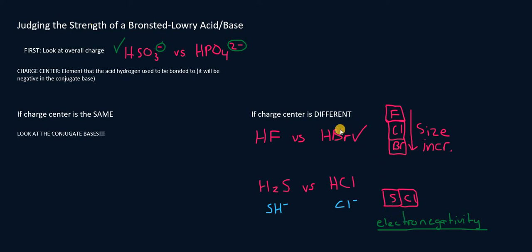So to recap that, if your charge centers happen to be in the same column, size is what matters. The bigger the element, the stronger the acid it came from. If you're in the same row of the periodic table, electronegativity is what's important. And the more electronegative your element, the stronger the acid it came from. So that's the two different scenarios where you look at if your charge center is different, how do I compare them? And that's how you compare them, based on if they're in the same group or in the same row.